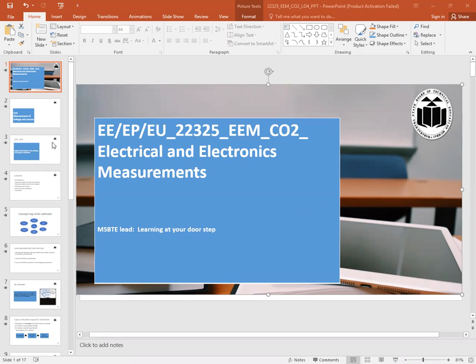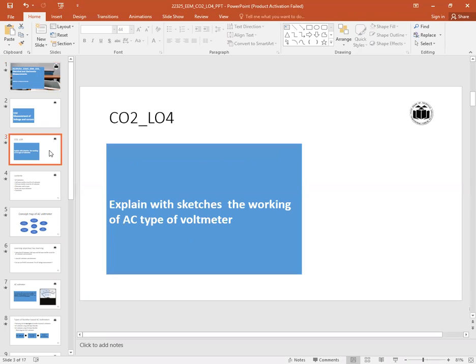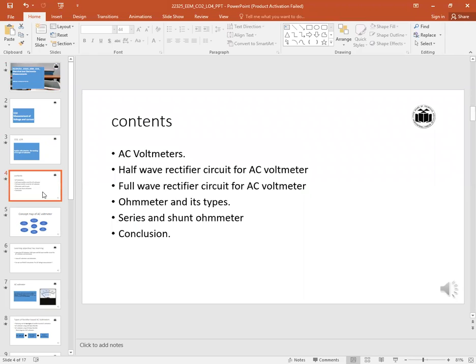In this unit we will see the AC type of voltmeter. Explain with the sketches the working of AC type of voltmeter. So the contents will be AC voltmeters, half wave rectifier circuit for AC voltmeter, full wave rectifier circuit for AC voltmeter, ohm meter and its types, that is shunt and series ohm meter.